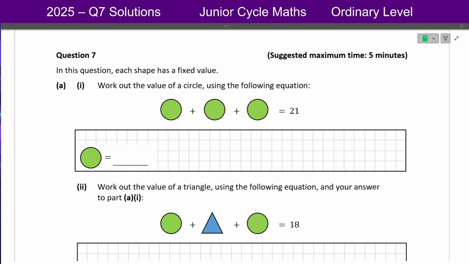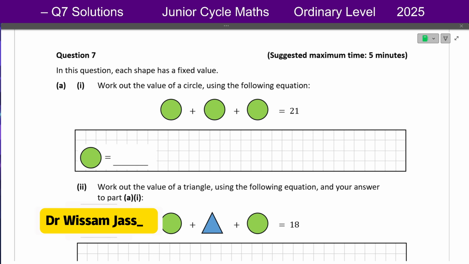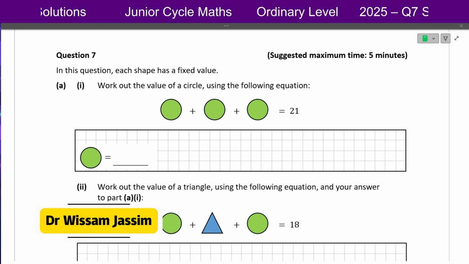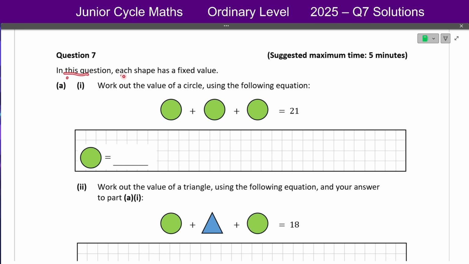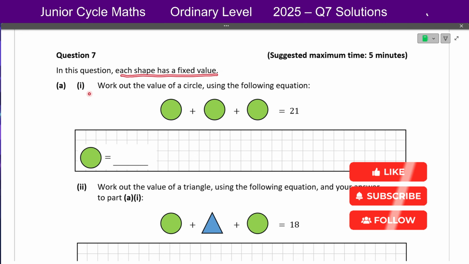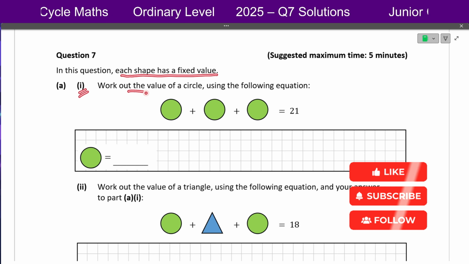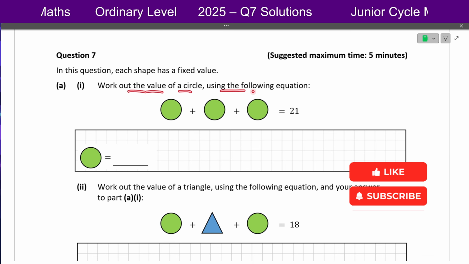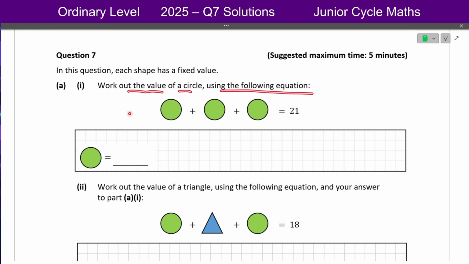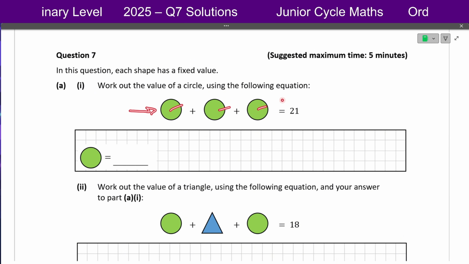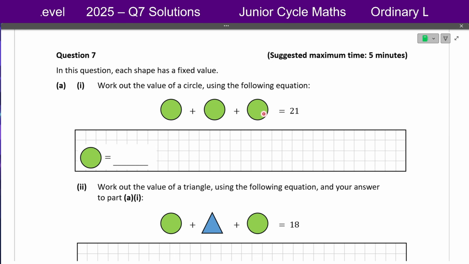Here is question 7 from the 2025 Junior Cycle Ordinary Level Maths exam. It says in this question, each shape has a fixed value. In the first part, work out the value of a circle using the following equation. So we have an equation with 3 circles, and we need to find the value of each circle.